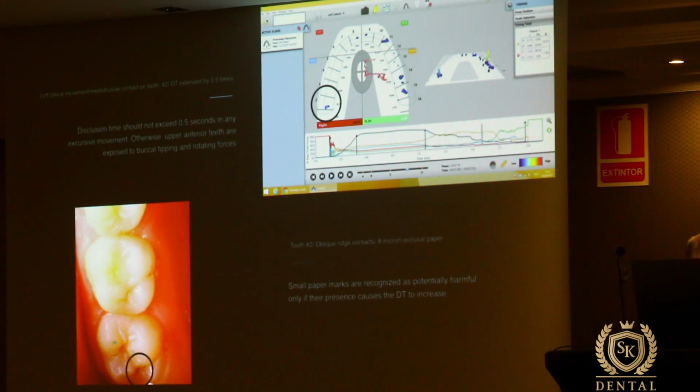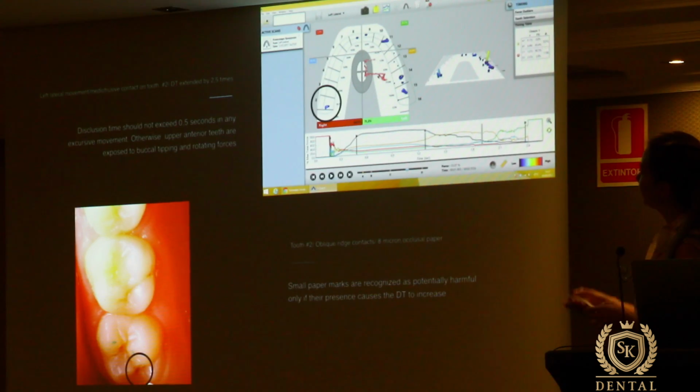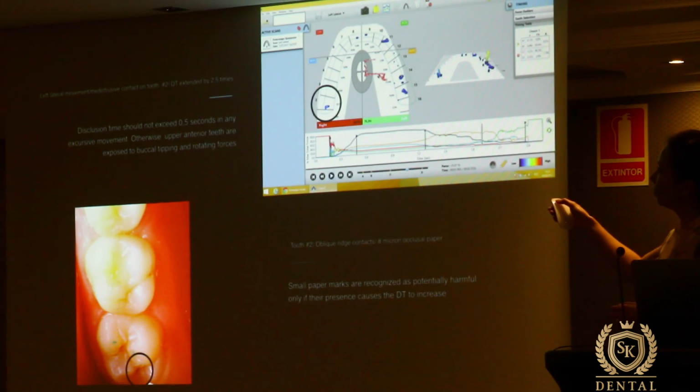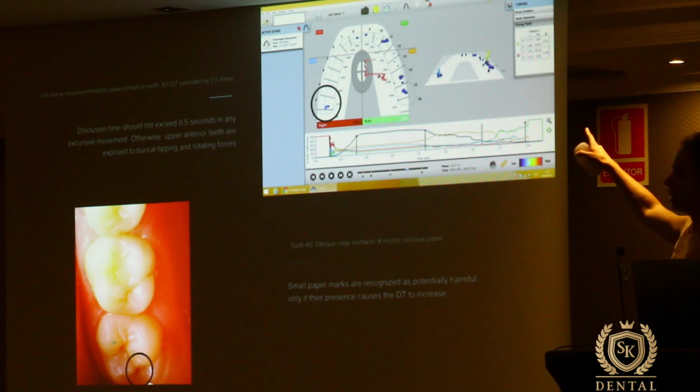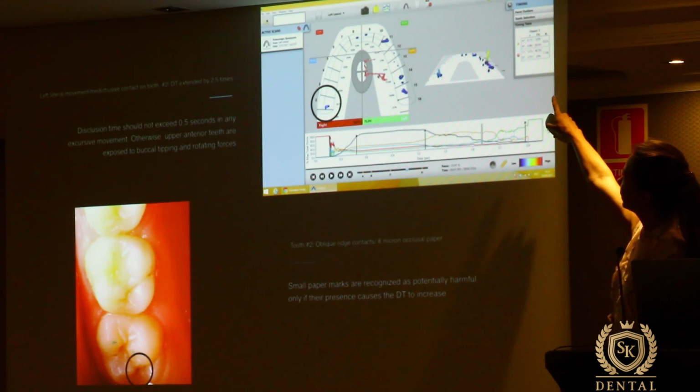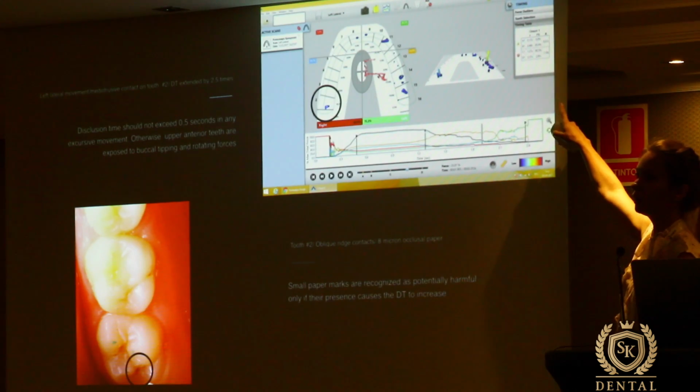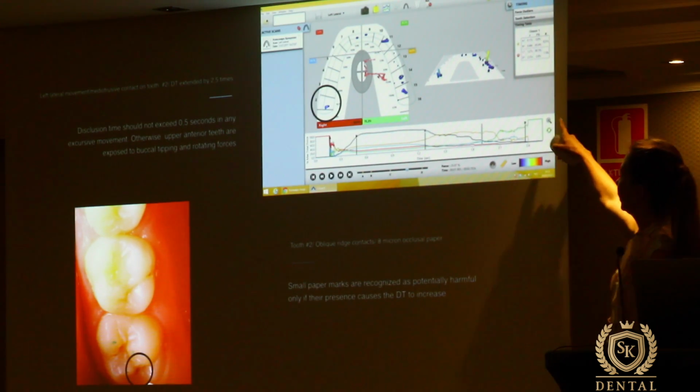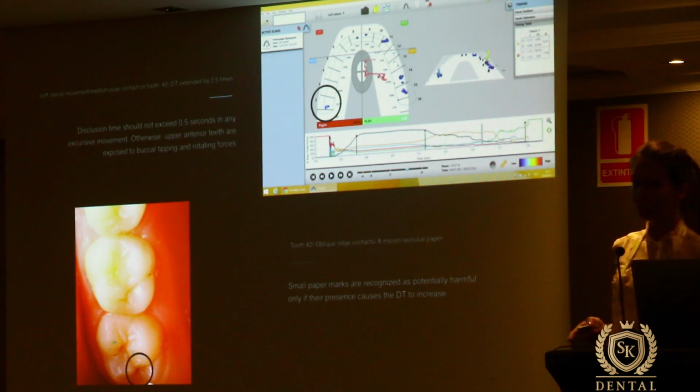And what we see here, this is a print screen of the lateral guidance, and we see that we have an immediate intrusive contact on tooth number 2, and we have some contacts on teeth number 14 and 15, and there is a special time graph. I don't know whether it is clearly seen, but this is a time scale and the time measuring. This is the thing that we have to control. This is the disclusion time here.